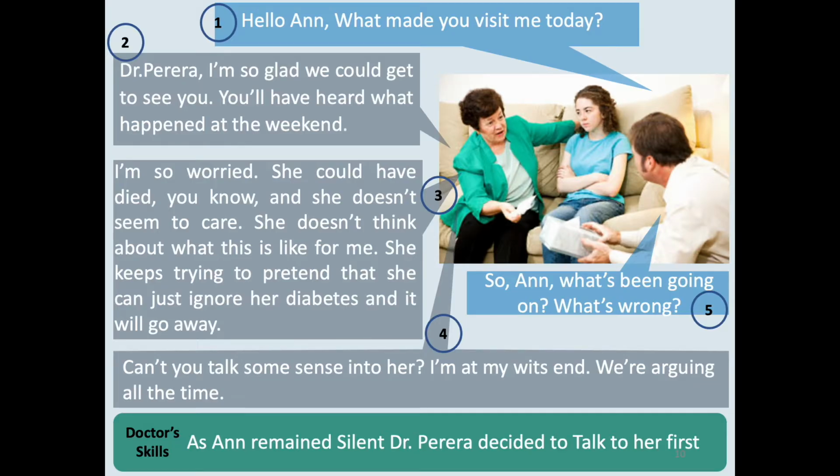Pereira. Hello, and what made you visit me today? Dr. Pereira, I'm so glad we could get to see you. You'll have heard what happened at the weekend. I'm so worried. She could have died, you know, and she doesn't seem to care. She doesn't think about what this is like for me. She keeps trying to pretend that she can just ignore her diabetes and it will go away. Can't you talk some sense into her? I'm at my wit's end. We're arguing all the time. So, and what's been going on? What's wrong?